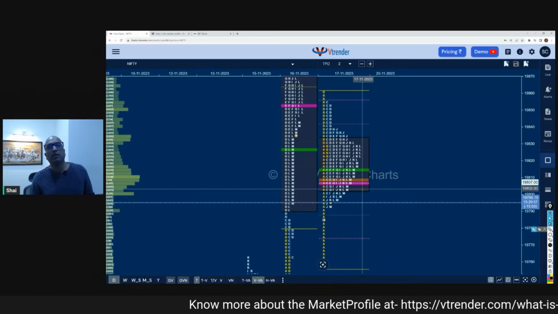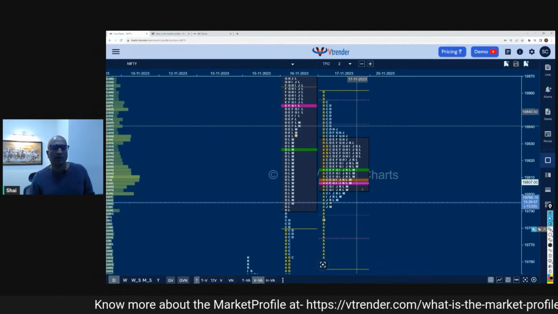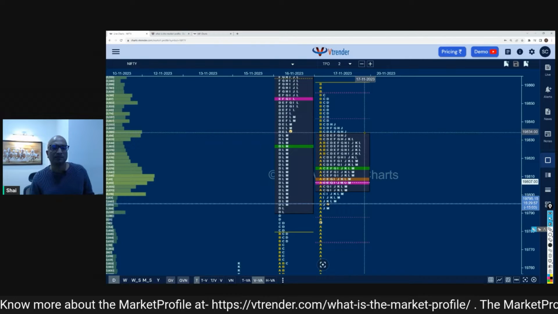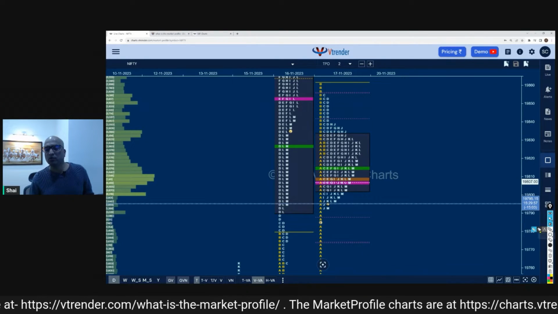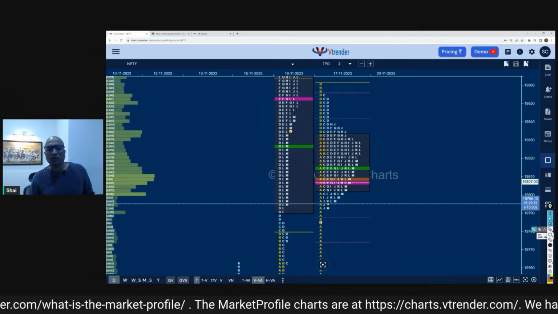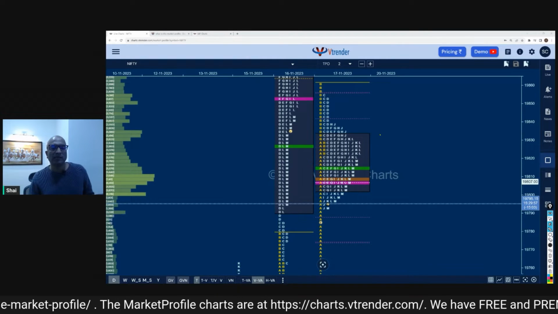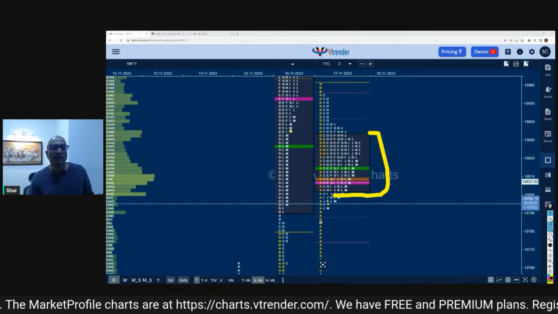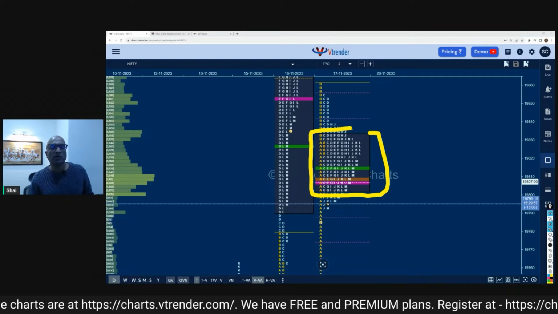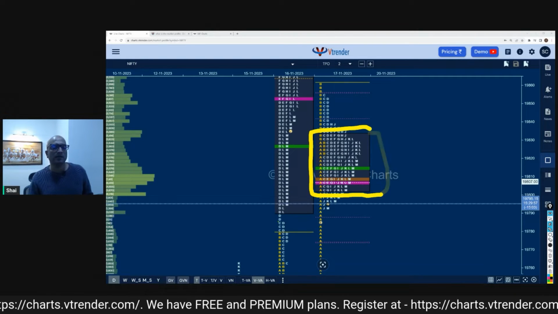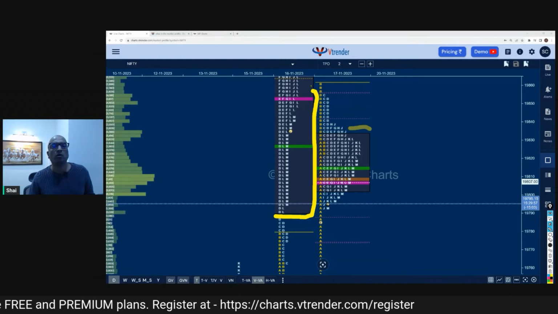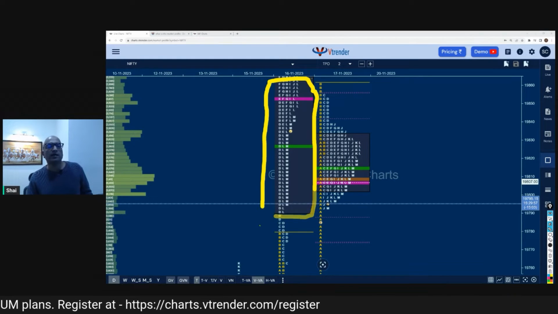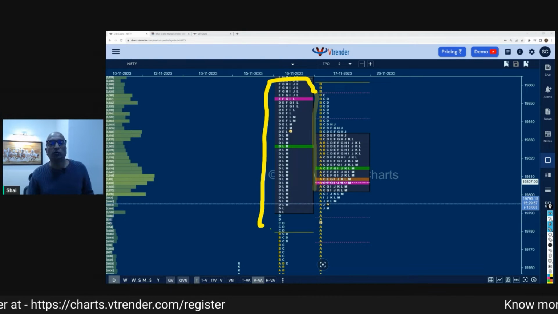Now, what is a value area? The value area is this black shaded region which you see in all the profile charts. So every time you look at a profile chart, you will see a region marked in a color over here. In our charts, it's black in color. It could be any other color anywhere else. This is the second most important concept of the market profile. This is called the value area.